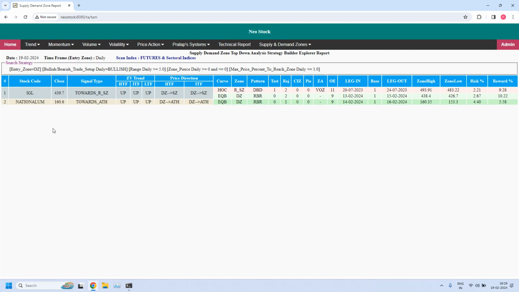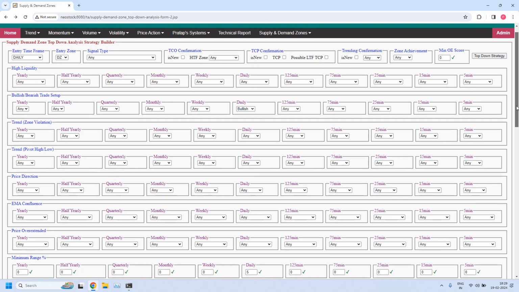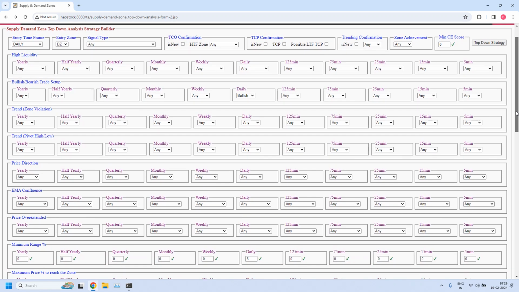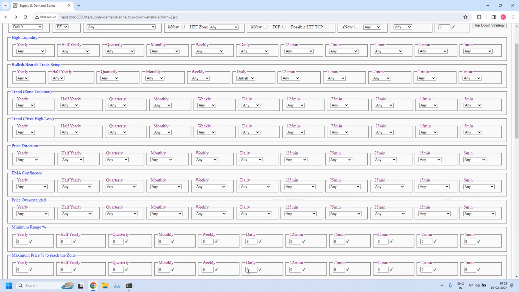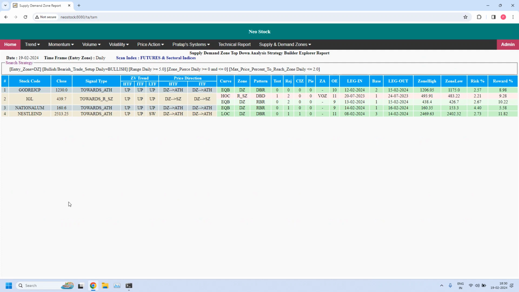Okay, now let us check within 2% how many stocks are there. Because the list is too small, within 2% in daily time frame, within 2% to the demand zone. Now 4 stocks are filtered. Nestle India and Godrej Consumer Property. These 2 stocks are filtered.